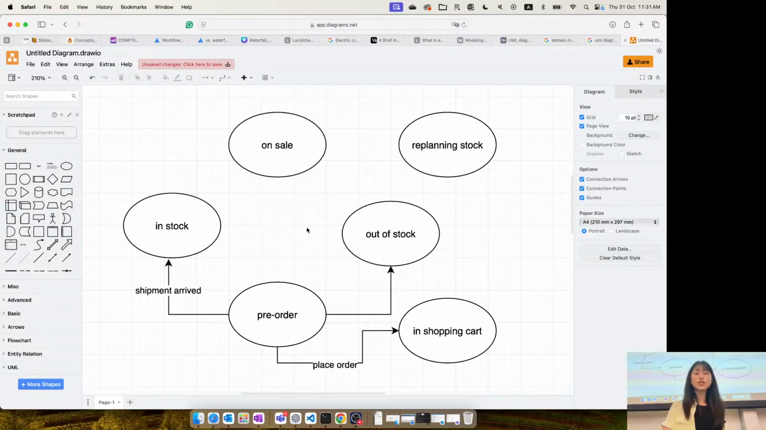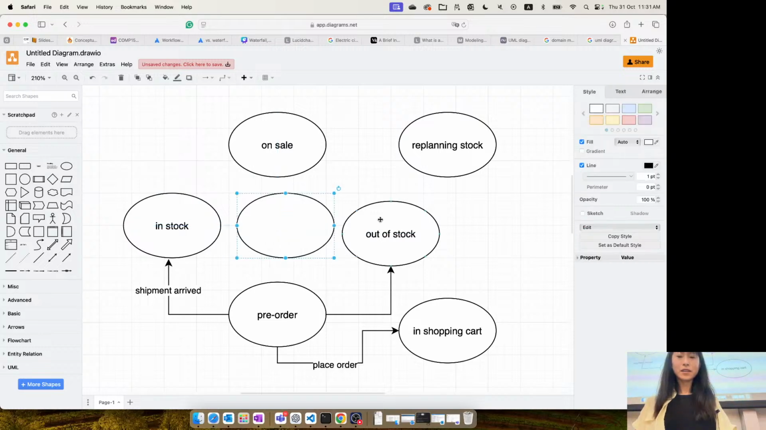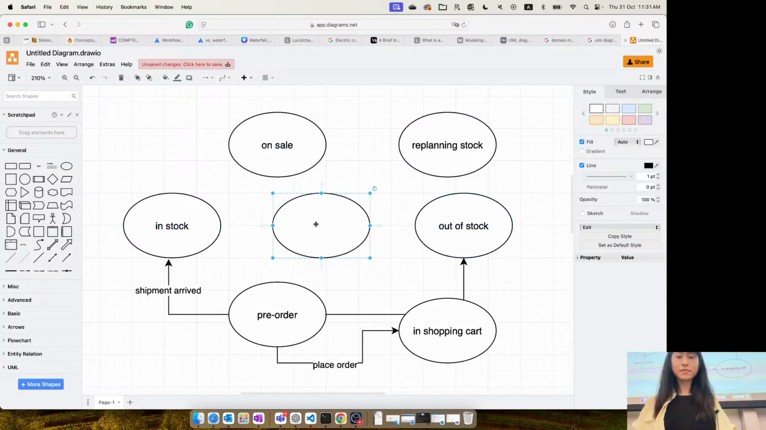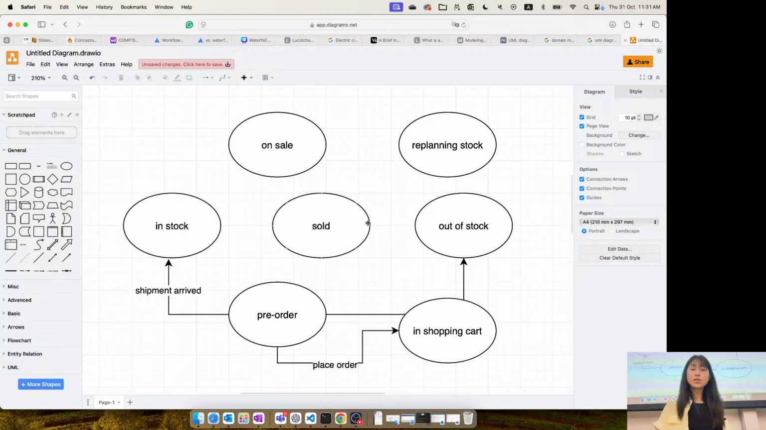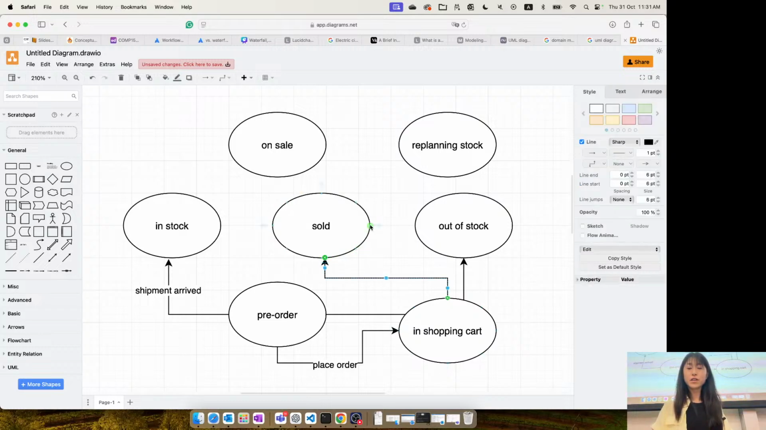What about from pre-order to out of stock? Any thoughts? Okay, yeah. Maybe you should have another state called sold, and from sold you go to out of stock. So shopping cart to sold is selling, and then sold to out of stock. So from shopping cart you go to sold, and then you go to out of stock.